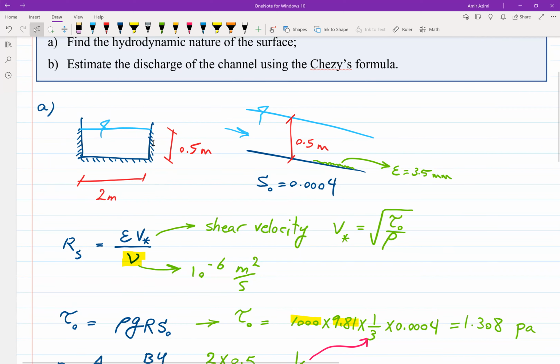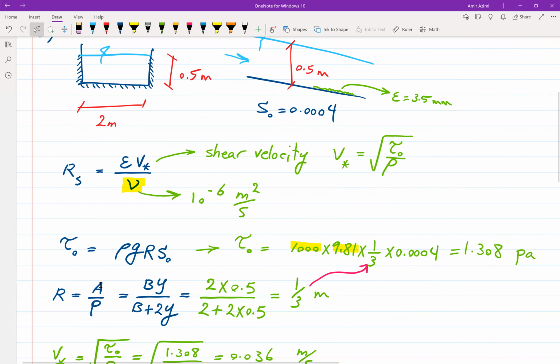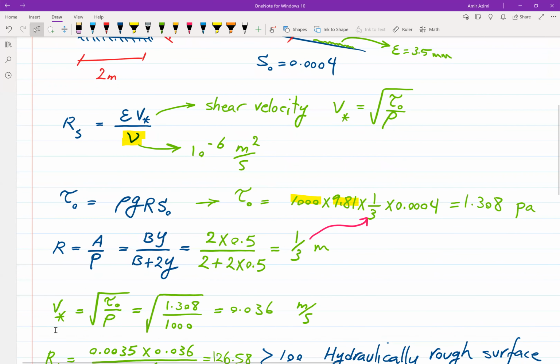Hydraulic radius can be calculated easily for a rectangular cross section. So we have R equal to A over P, the cross-sectional area divided by wetted perimeter. So we put the value of 1/3 meter here, multiplied by the slope. So it gives me 1.308 Pascal. Then from that, I can calculate the shear velocity, square root of shear stress divided by density. So the shear velocity or the velocity scale at the bed is 3.6 centimeter per second.